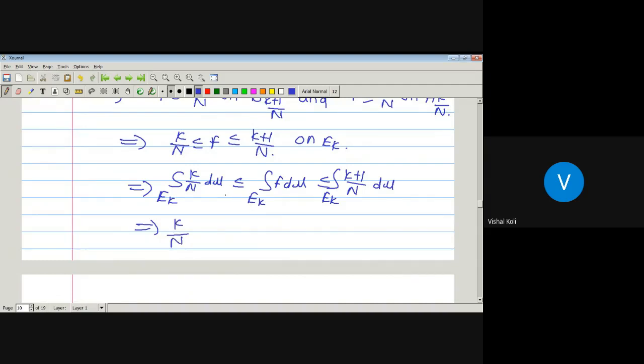And we know that if the measure of E is finite and E belongs to curly B, any set, then the integration over set E of 1 dmu is nothing but the measure of E. Therefore that one is nothing but the measure of E_k, which is less than or equal to the integration over set E_k of f dmu, and which is less than or equal to (k+1)/n times the measure of E_k. Again, take this one as equation 2.